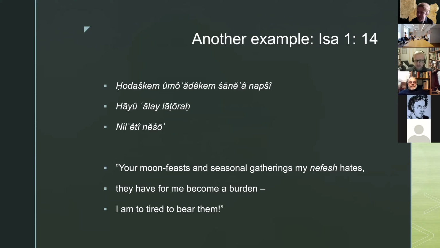Jag orkar ej bära dem mer. It would be in Swedish, because Swedish has the wonderful word orka, to not have the strength to. And those are the words that we're focusing on here. The final two words, nil'eti neso.